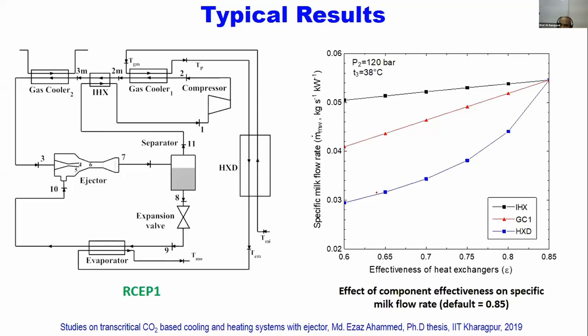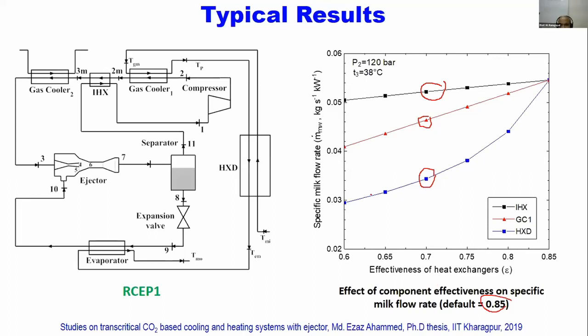we are varying the effectiveness of the 3 heat exchangers. One is the gas cooler one, that is this red line, and the other one is the intermediate heat exchanger effectiveness, and this one is your regenerative heat exchanger effectiveness, right? So 3 heat exchangers we have considered, and we are varying the effectiveness of each of these. While varying the effectiveness of one heat exchanger, we have kept the effectiveness of the other heat exchangers constant. For example, when I am varying the effectiveness of this HXD, the milk heat exchanger, from 0.6 to 0.85, we kept the effectiveness of the other heat exchangers at about 0.85, that means 85%. Okay, just to see the individual effects.